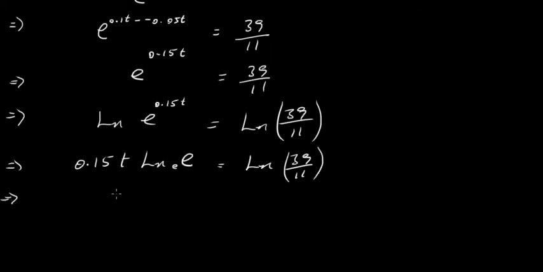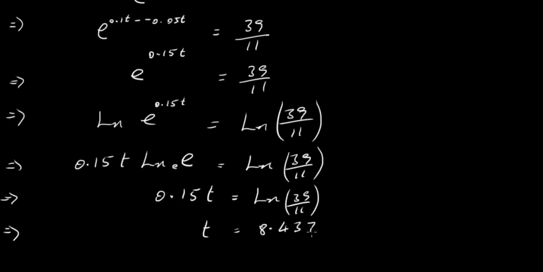Now on this side we just end up with 0.15t, and we have our log 39 over 11 here. So our t then finally is just going to be this here. We can just type that into a calculator, divide by 0.15, and you get 8.437, and so on. It goes on forever.